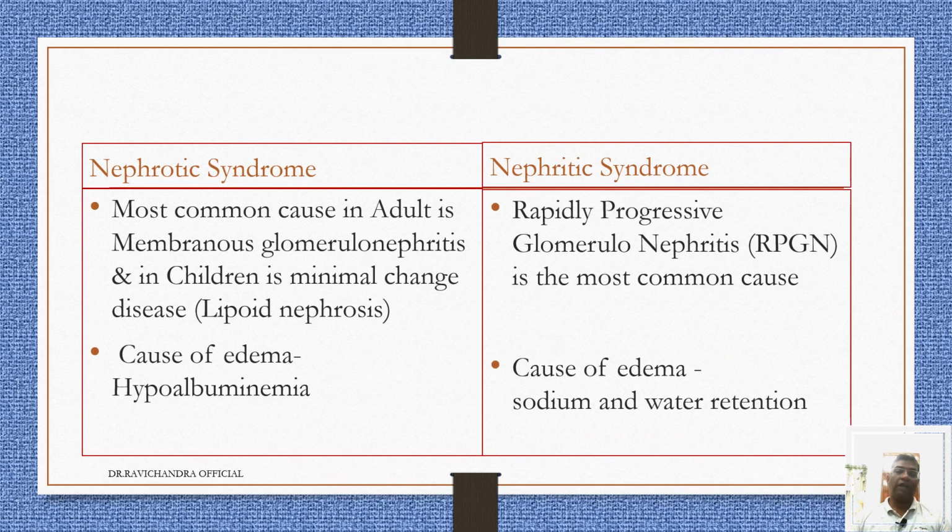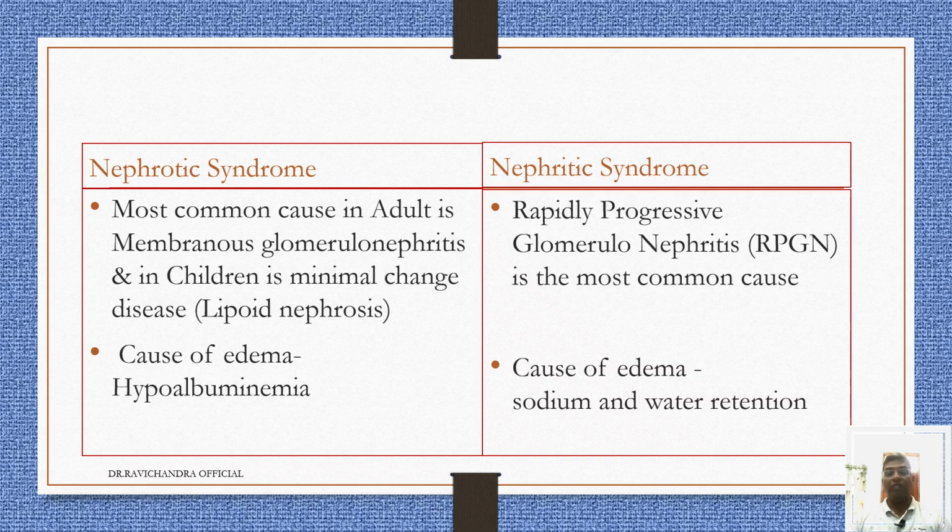They may ask you for MCQs. What is the most common cause of nephrotic syndrome in adults? Then it is membranous glomerulonephritis. And if it is asked like most common cause of nephrotic syndrome in children, then the answer is minimal change disease or lipoid nephrosis. If the question is given like what is the most common cause for nephritic syndrome, then the answer will be rapidly progressive glomerulonephritis or RPGN.